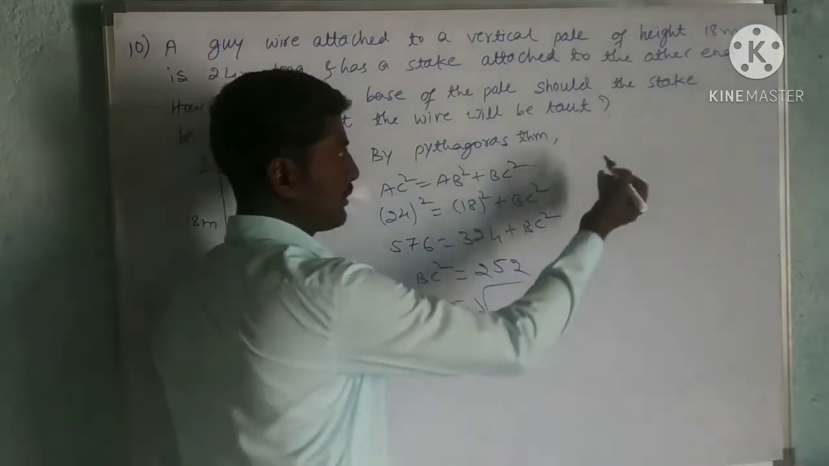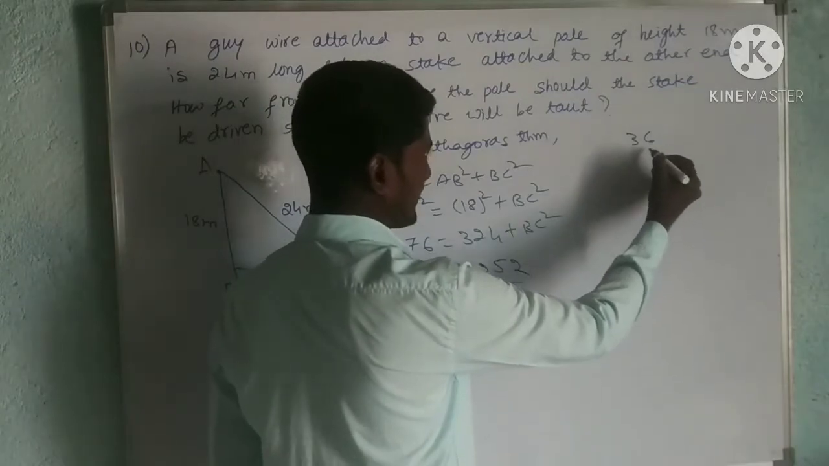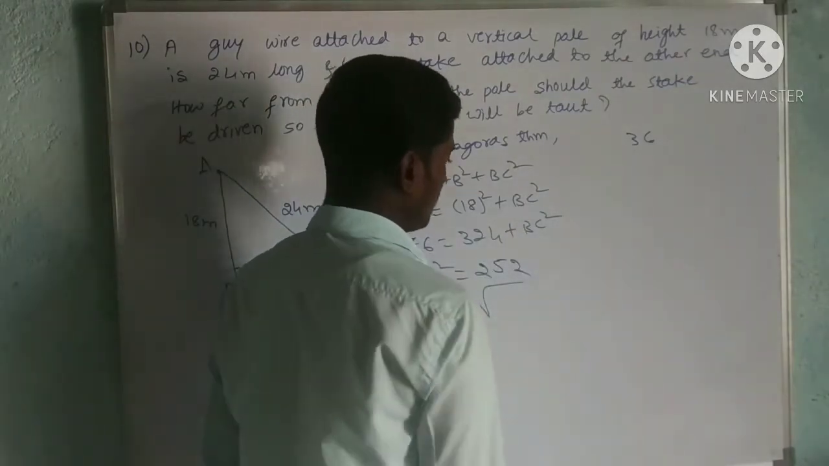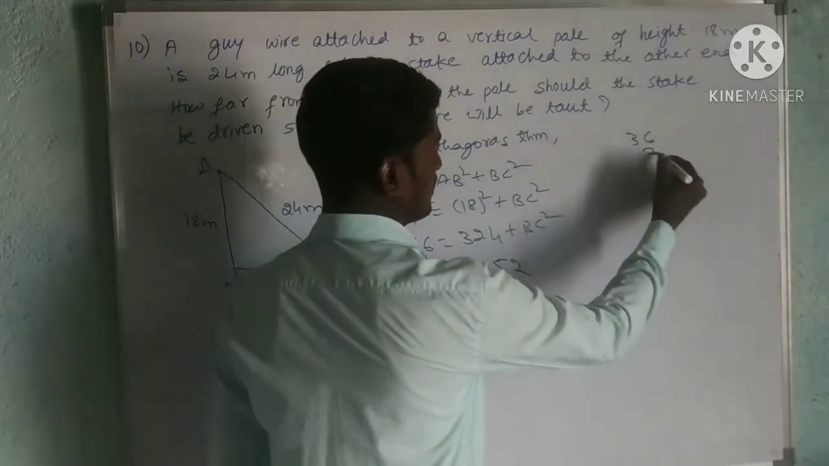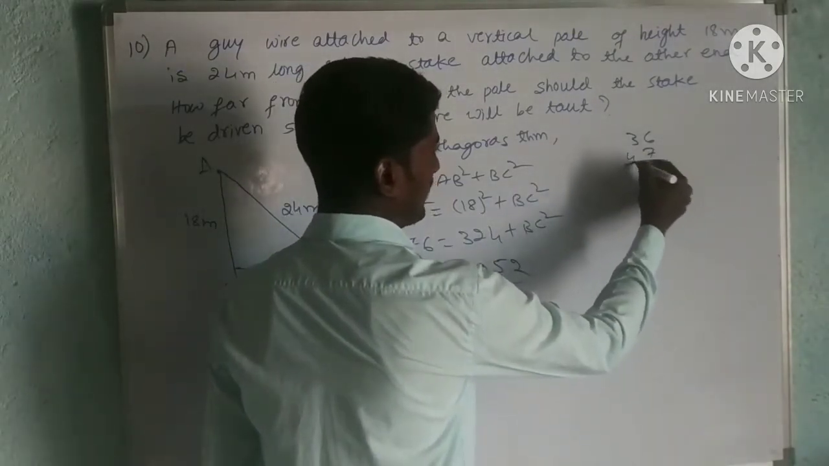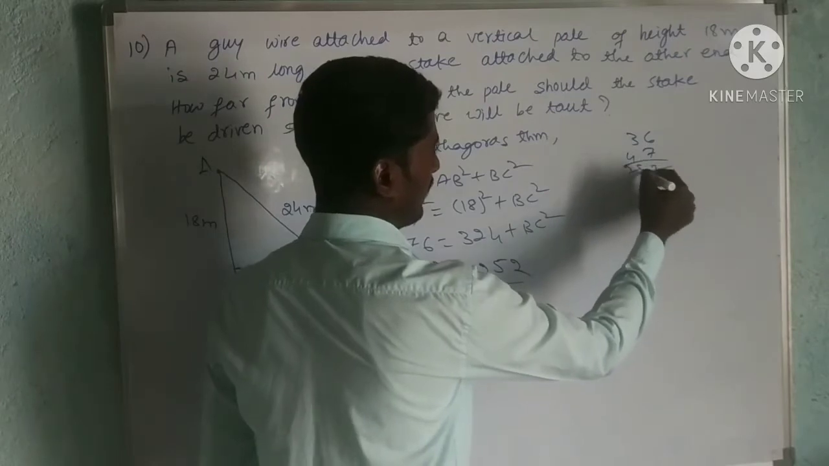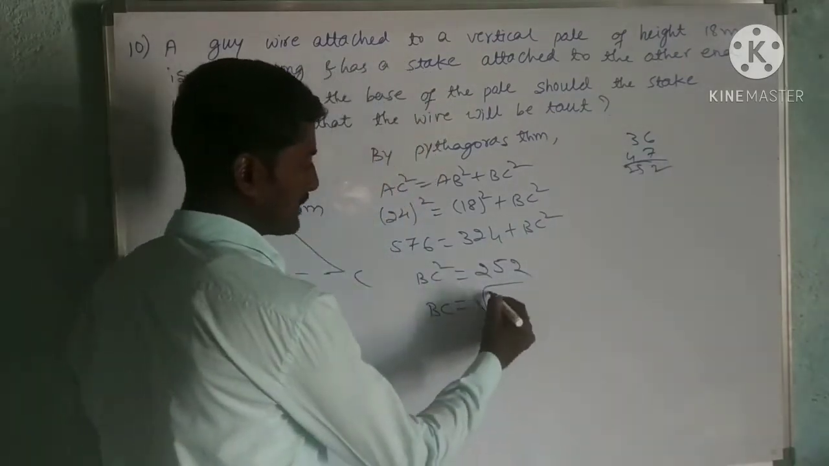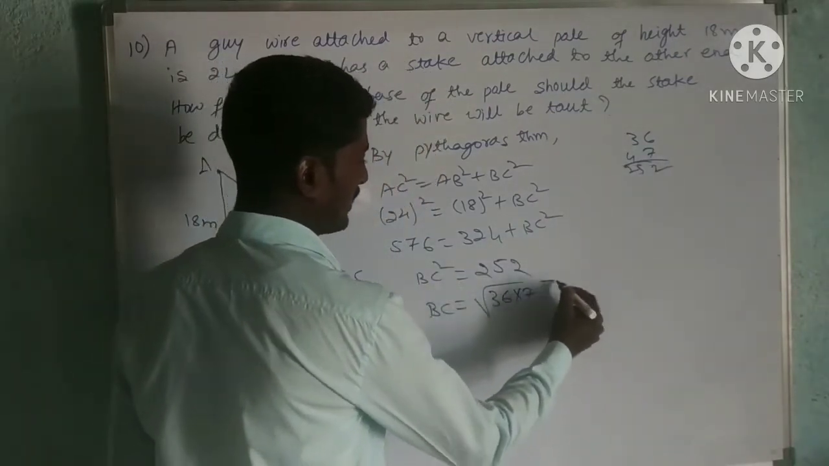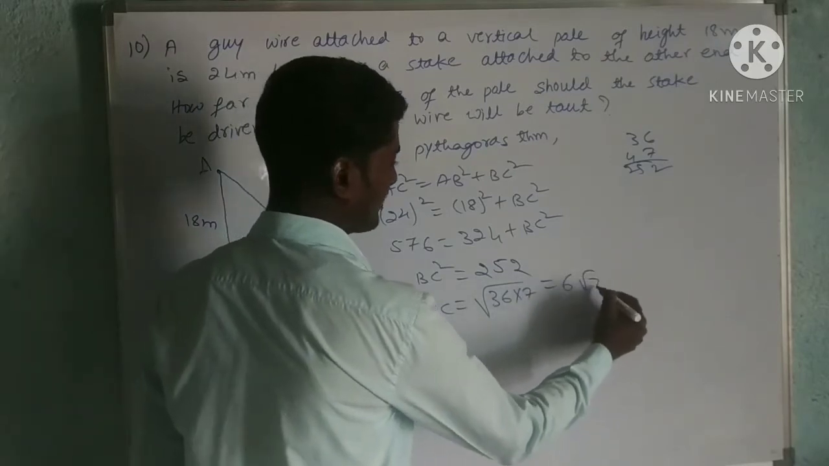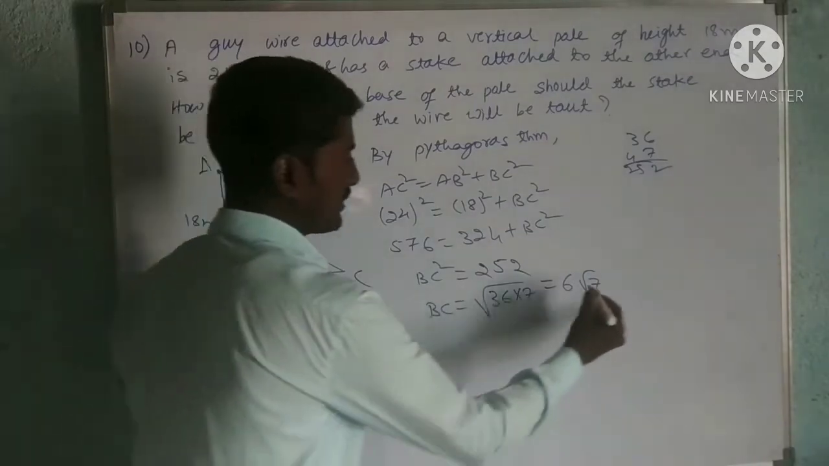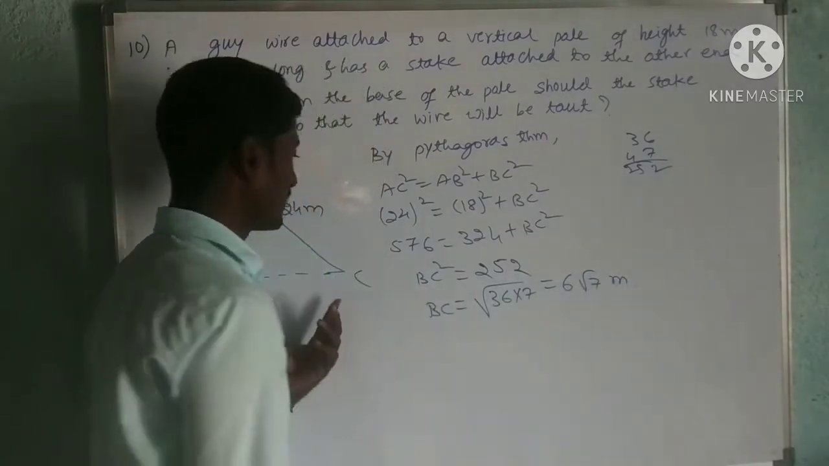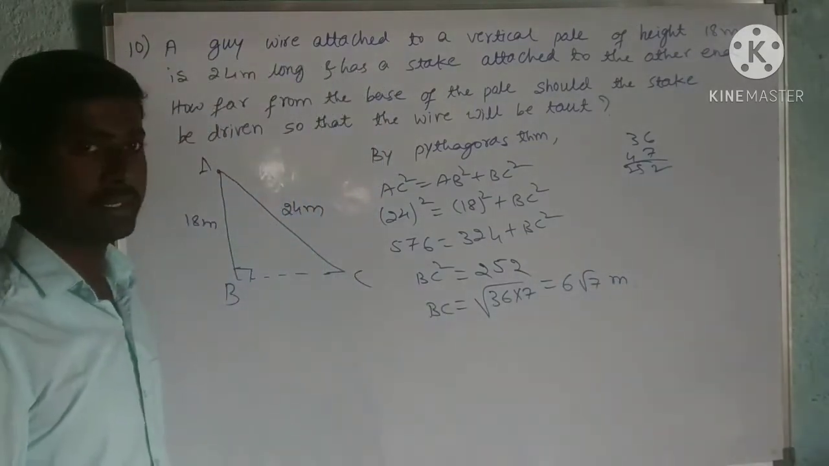This 252 can be written as 36 into 7, since 36 times 7 is 252. So it means 36 into 7. This is equal to 6 root 7. So already they have given in meter. So BC is 6 root 7 meter.